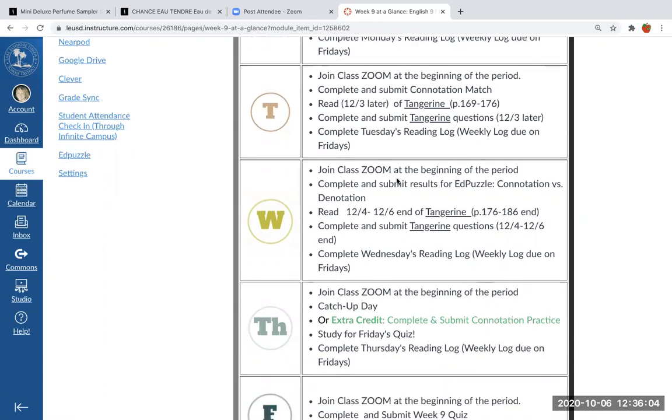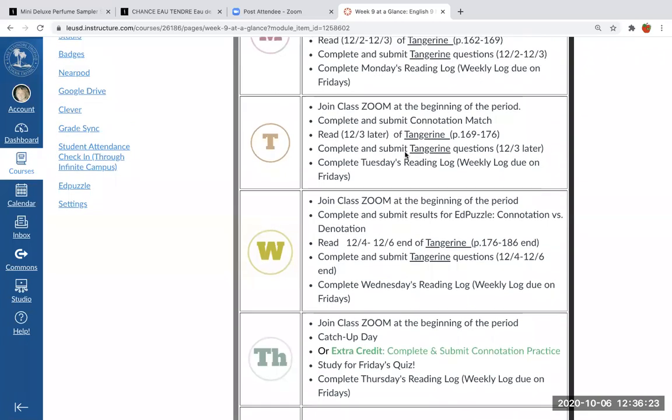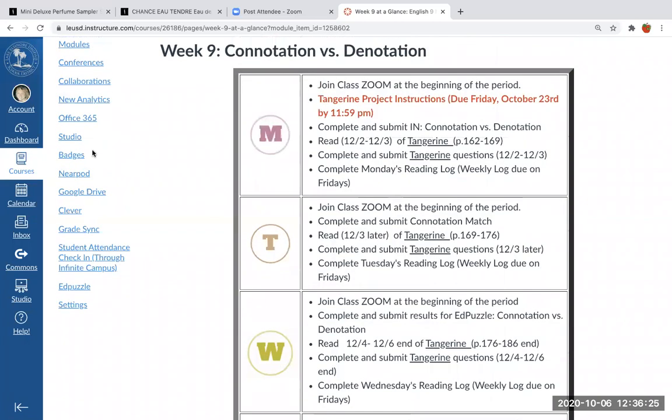So if you are behind, right now is a great time to catch up reading Tangerine, because next week, Friday, you will be having your Tangerine test on the whole book. So I'm giving you guys an extra week just to catch up if it's needed. Well, let's go ahead and look at the connotation match.